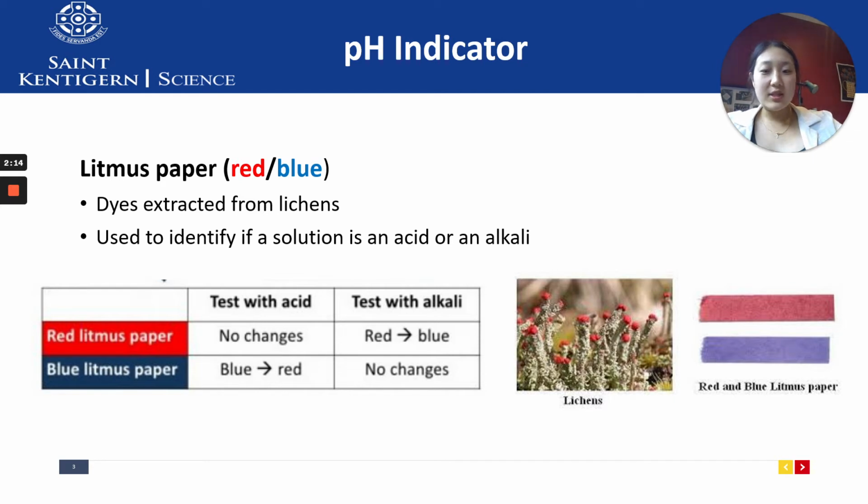You can test if something is acidic or basic, but it doesn't tell us how strong or weak the acid or the base is. Now, if we dip a red litmus paper into an acid, the red litmus paper will stay the same. It'll be red. But if we put the red litmus paper into base, then the red paper will turn into blue. When we have a blue litmus paper and we put it into an acid, the blue color changes to red. But if we put the blue litmus paper into a base, then there is no changes. It'll just remain blue.